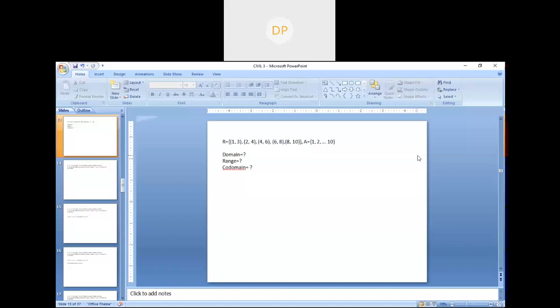So this type of examples will come in your exam also, in MCQ also, this same type of examples.